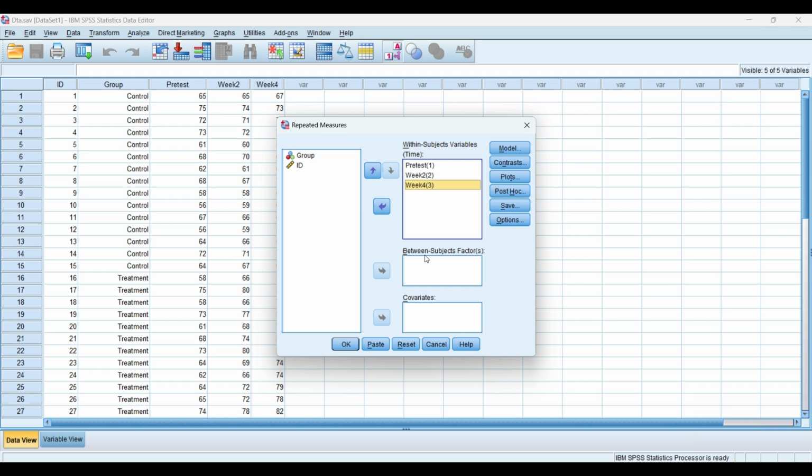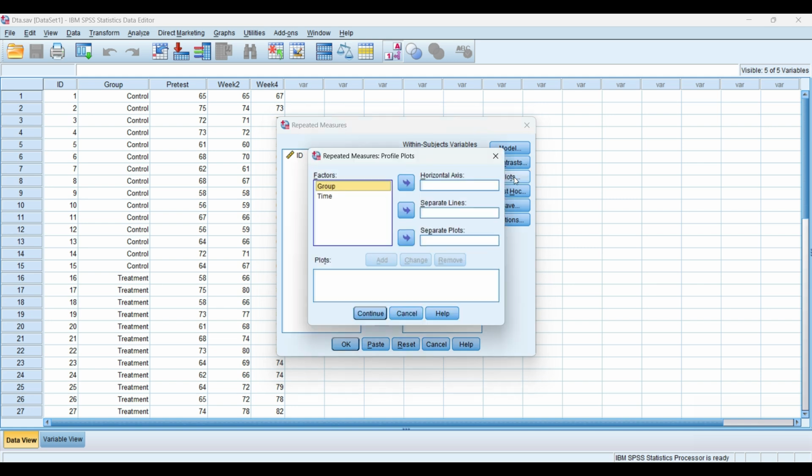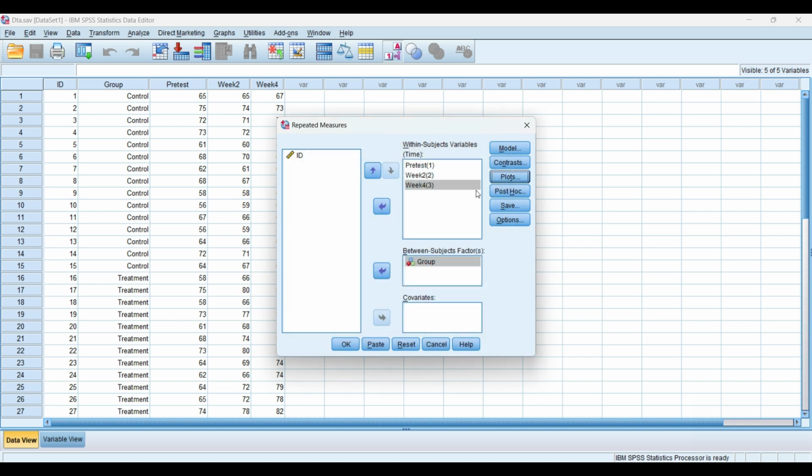And for between subjects factors, we will put group into between subject factors. Now we'll go to Plots and put group as horizontal axis and time in separate lines, and then click on Add. This is the interaction effect, and then click on Continue.